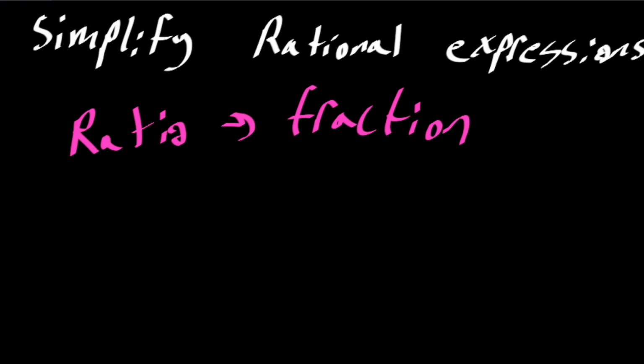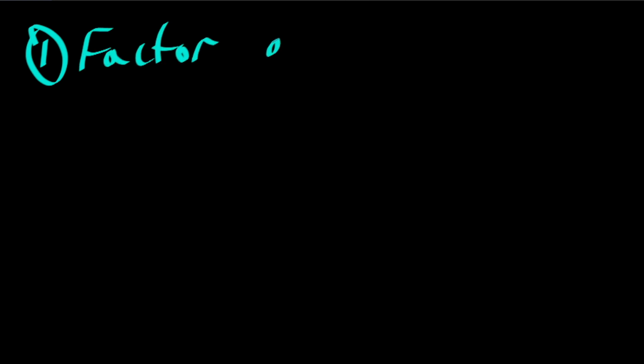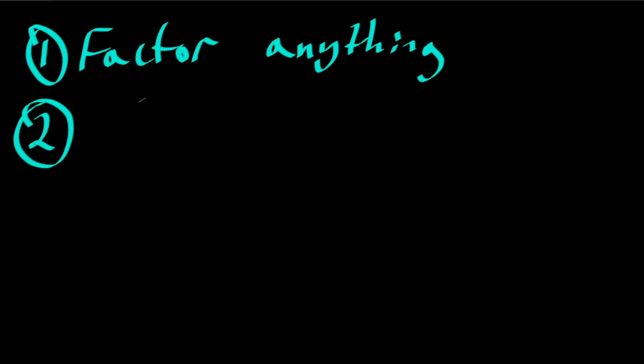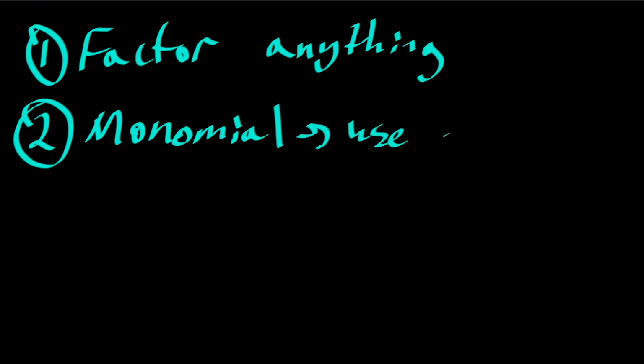So let's go through the steps real fast of simplifying a rational expression. So the first thing we want to do is factor anything that can be factored. Now, anything that you have that's a monomial, which just means it's one single term, you're going to use your exponent rules for that. So use exponent rules, all right?